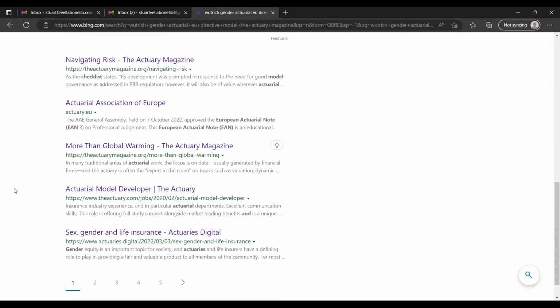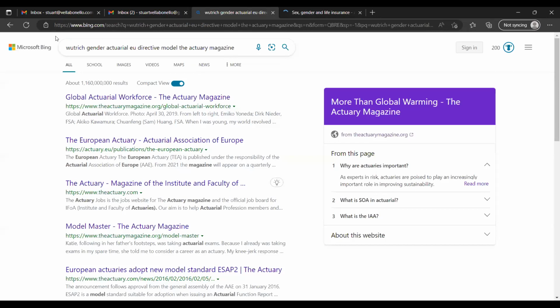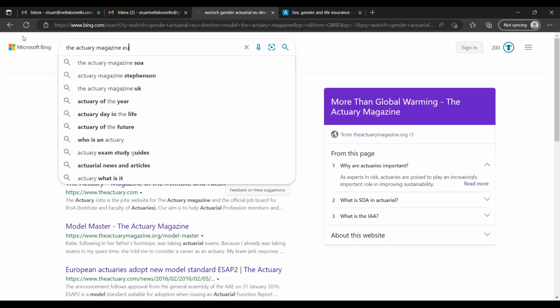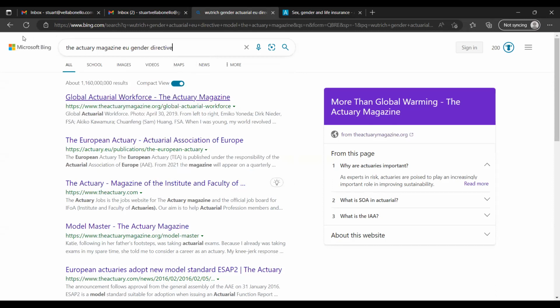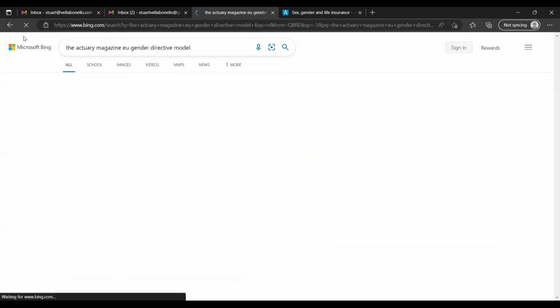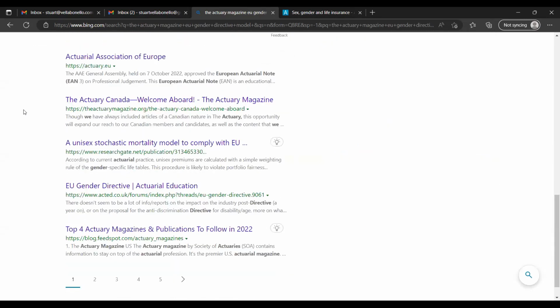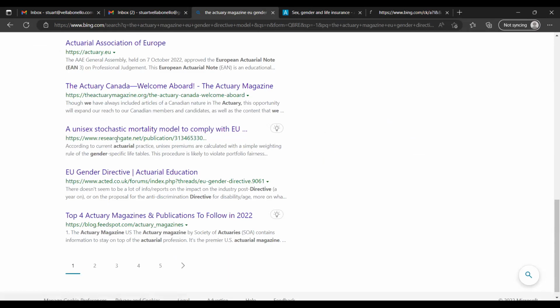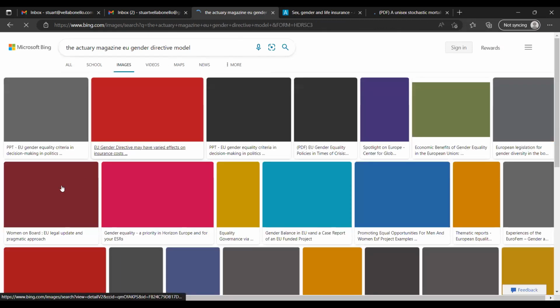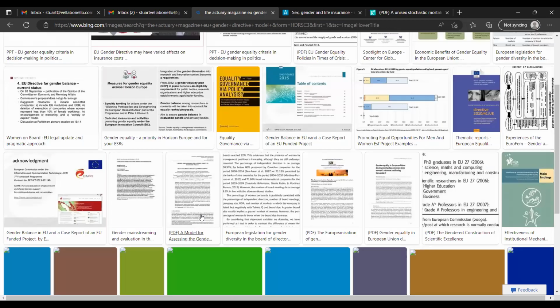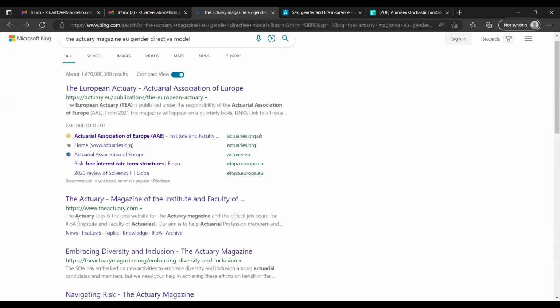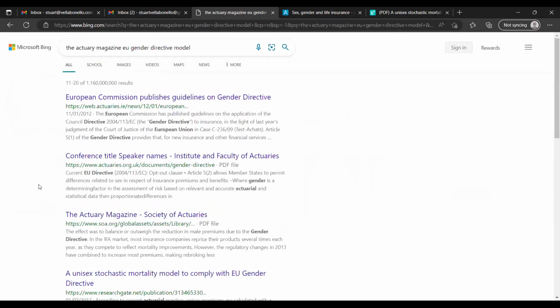Actuaries, or the actuary. Let's have a look. The Actuary magazine, EU gender directive model. I'm surprised it doesn't come up because this was, like I said, meant to be the feature. I think it was the feature article of that month. Now, is this my fault for not using Google?